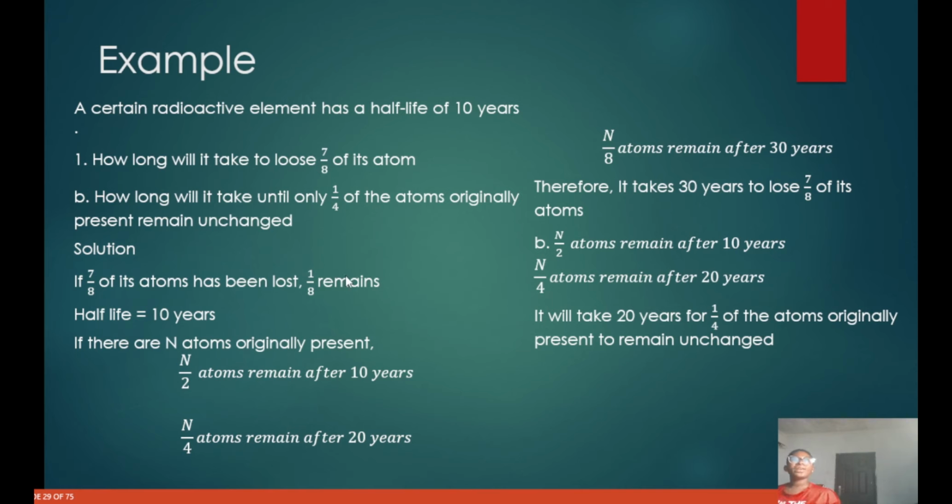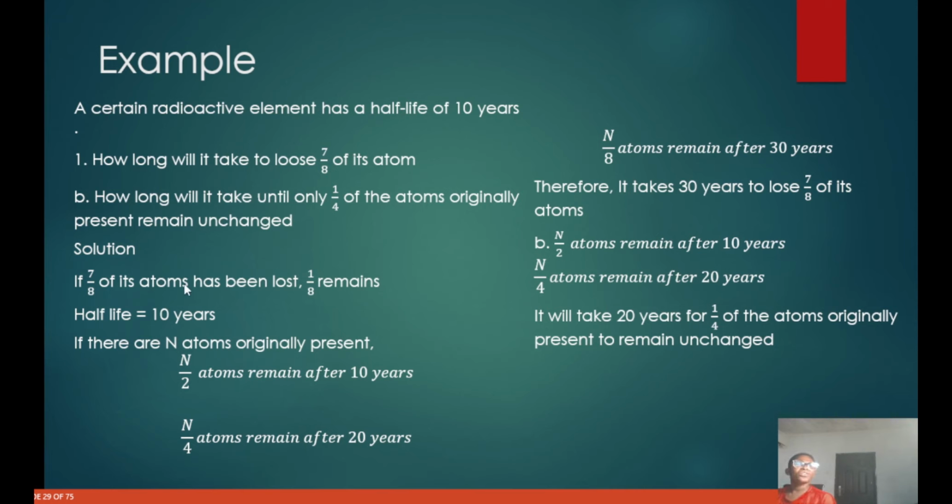Okay, let's just continue explaining. What we are saying here is this element has a half-life of 10 years, right? We already know that the half-life is the time it takes to do what? To disintegrate. It's the time it takes to divide to half of what it was. So now, how long will it take to lose 7/8 of its atoms? And if we are looking for 7/8, how many atoms will be left?